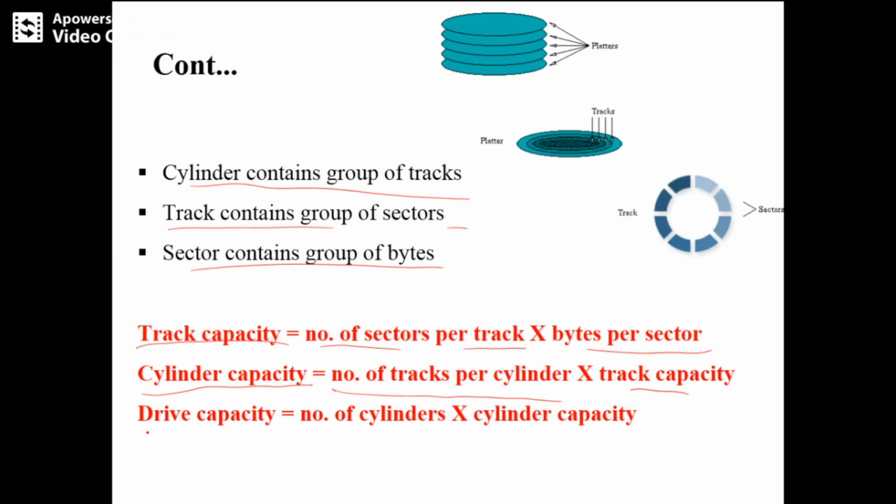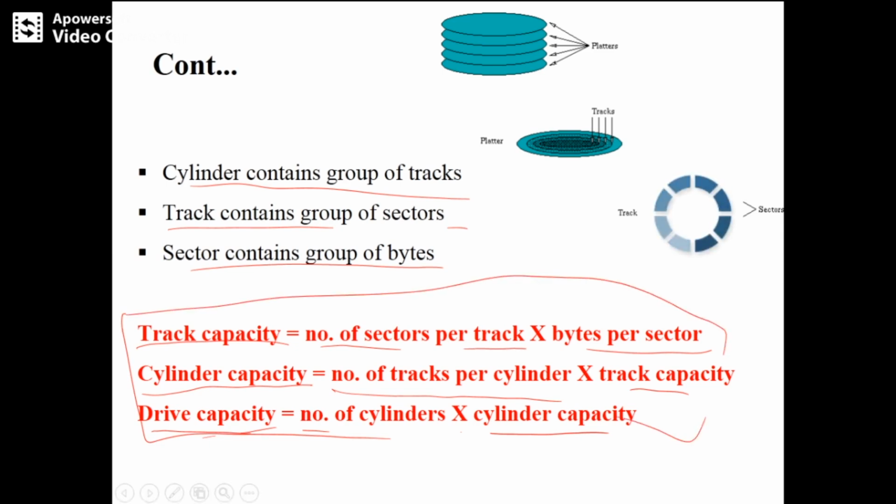How can you get the drive capacity? The whole drive capacity can be found by multiplying the number of cylinders by the cylinder capacity. That gives you the drive capacity. So these three are very important in order to find the capacity of the drive.